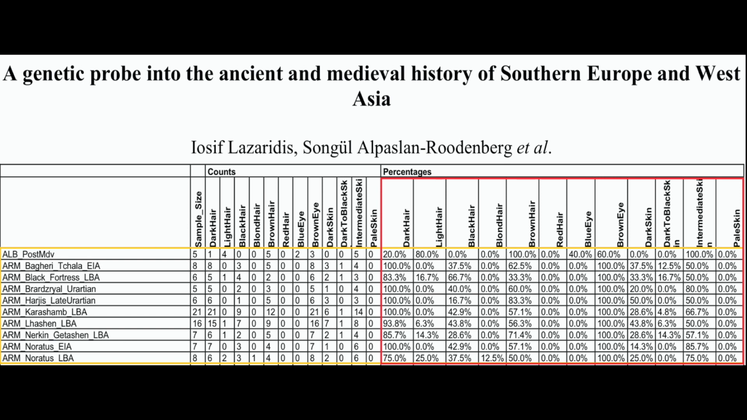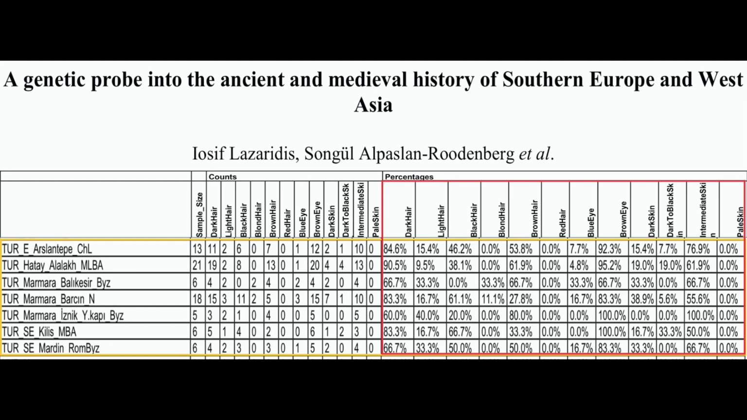Again, this is in the yellow box and the red box. And the majority of these ancient Armenian populations have dark hair, black hair, brown eyes, dark to black skin, and intermediate skin, and 0 pale skin. So the majority of these old Armenian populations are dark featured.